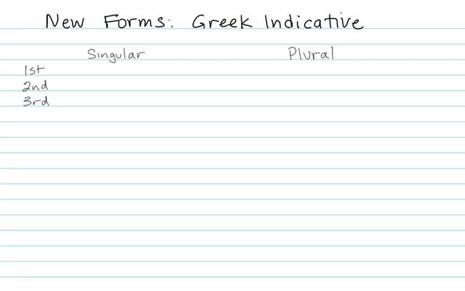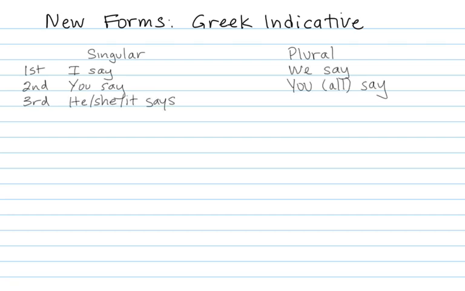For the Greek indicative, eventually we'll learn that there's a first singular, second singular, third singular, first plural, second plural, third plural. In English, first singular, I say, second singular, you say, third singular, he, she, it says. Plural, we say, you all say, and they say. In Greek, we'll learn the plural forms later, so let's focus on the singular for now.